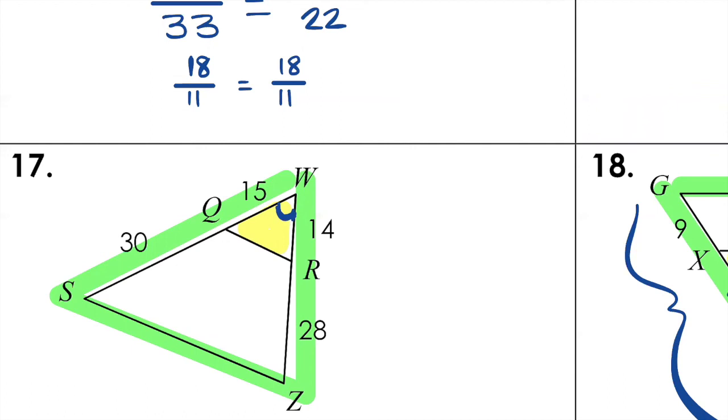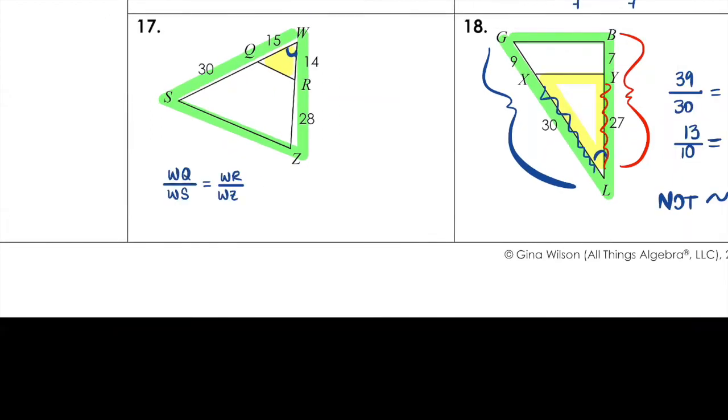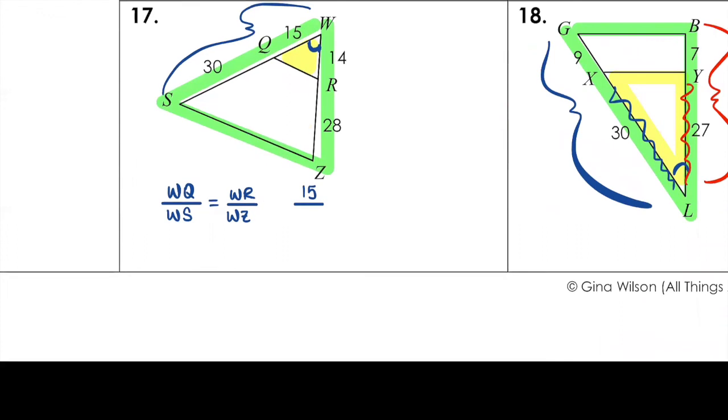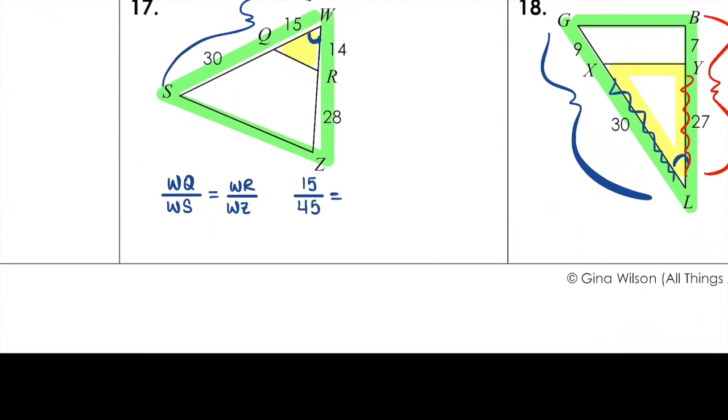So we need to check. But the biggest thing here is what trips people up. What is the measurement of WS? That's why we've got to be careful, because people just say, oh, we haven't used the 30, let's just use the 30. And you won't be the only one, so don't feel bad. Somebody's going to do it on the test and then smack themselves upside the head. So the length is 45. What's the measurement of WR? And then what's the measurement of WZ? 42.